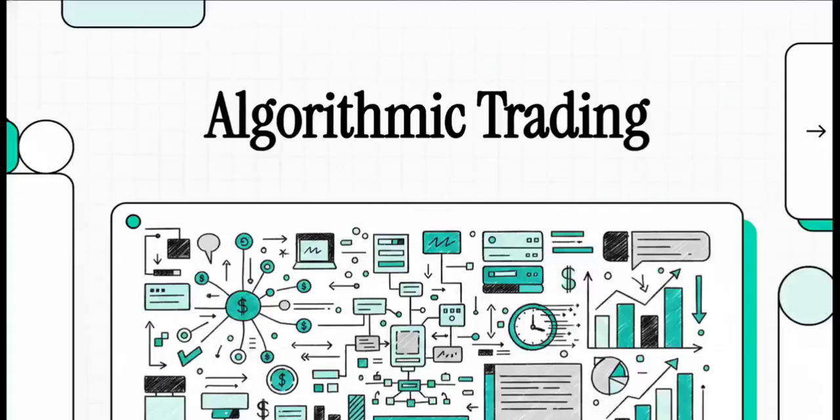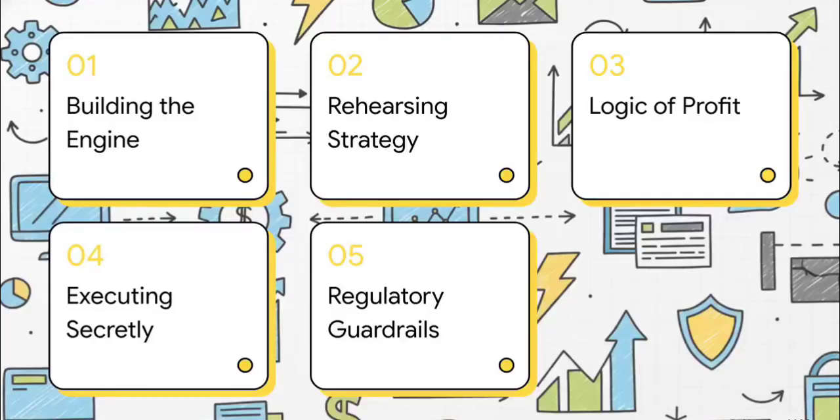Well, today, we're going to break down that exact ecosystem. By the end of this, you're going to have a really comprehensive, gap-free understanding of the architecture, the math, and the rules that govern modern automated markets. To do that, here's the exact lifecycle we're going to cover: building the engine, rehearsing the strategy, the logic of profit, executing secretly, and finally, the regulatory guardrails.